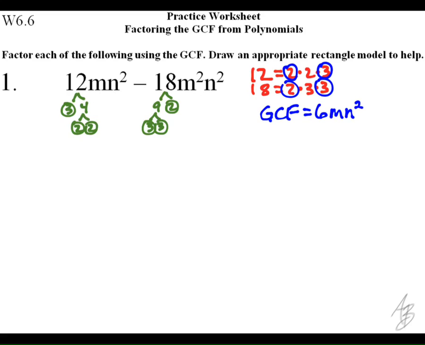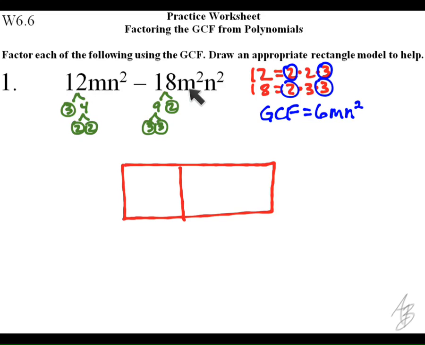So now I'm going to draw my rectangles. I need to have how many rectangles here? 2. Why 2 rectangles? Why not 3 or 4 or 7 or 12? It's only 2. There's 2 terms, right? So since there's 2 terms, we're going to have 2 rectangles. And we're going to fill in our rectangles.